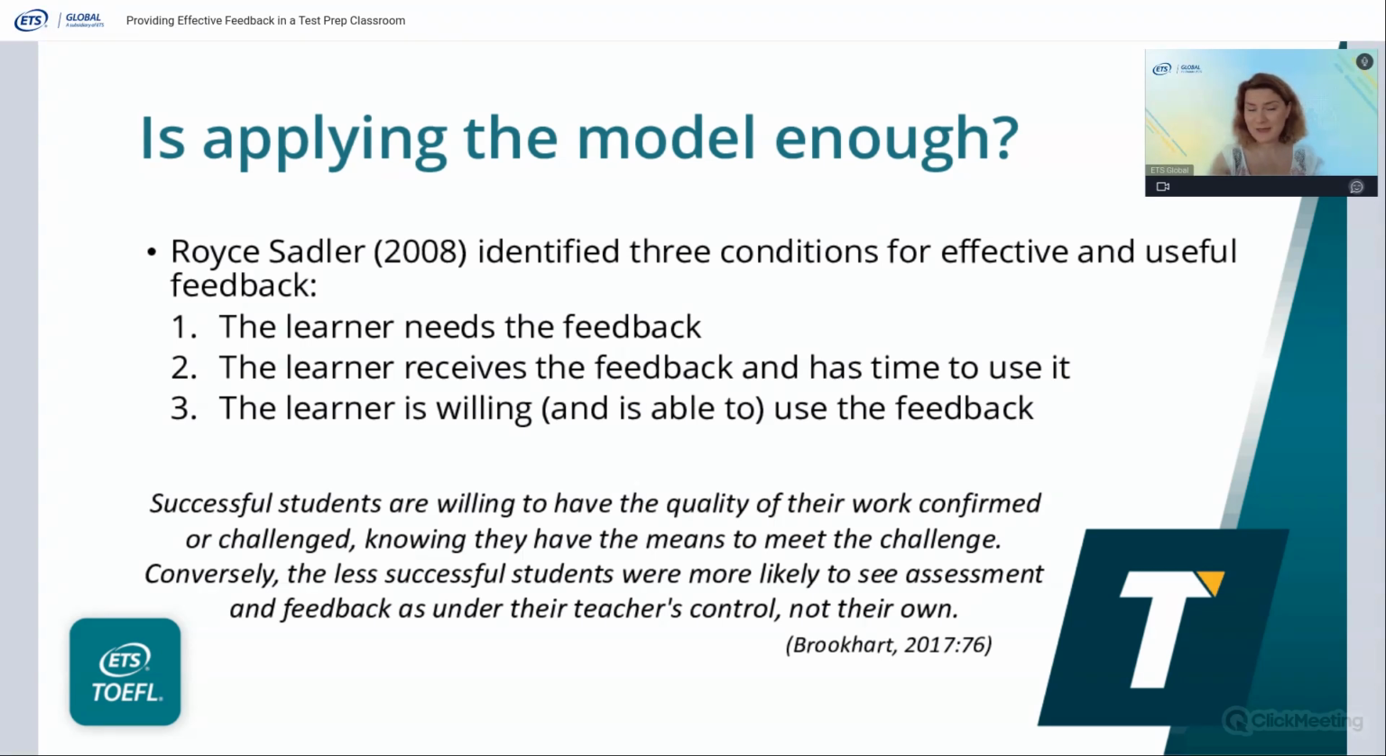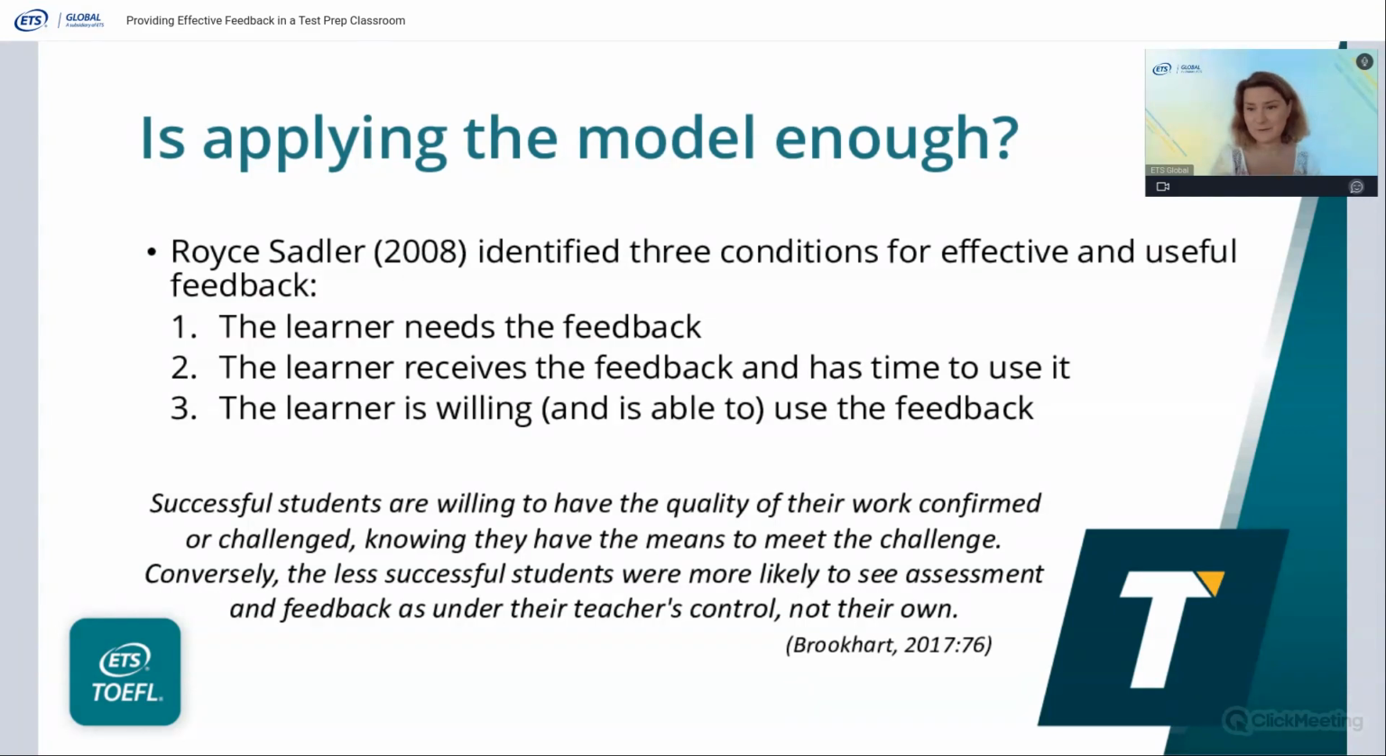So assuming we have mastered the model, we remember, okay, it has been proven to be effective to give the feedback on those 3 levels. Is it enough? If I give to each of my students this kind of feedback, would they automatically improve? Would they progress? Well, in theory, they should, but actually Roy Sadler identified 3 conditions for effective and useful feedback.